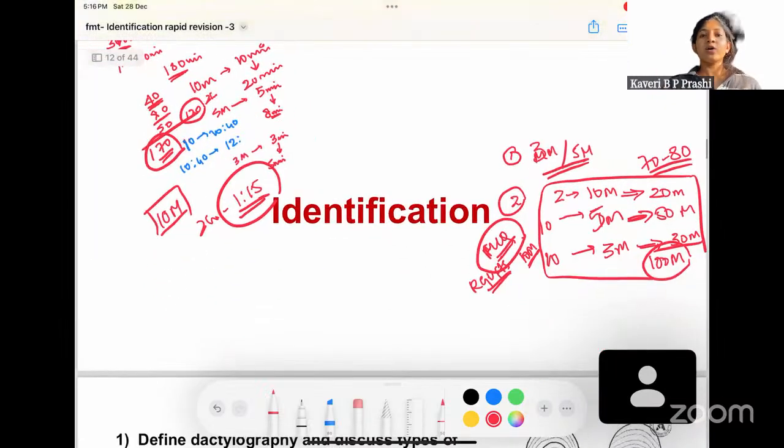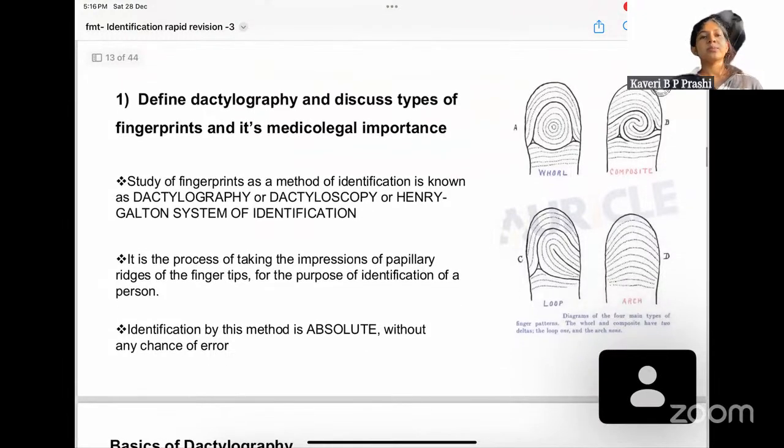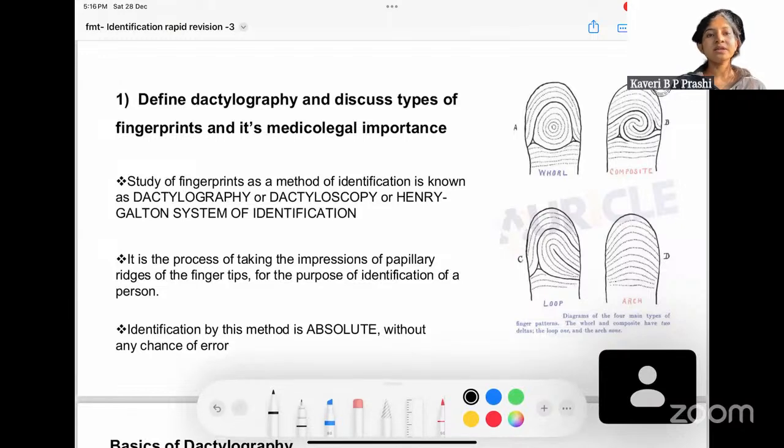Okay, I hope you have understood whatever I've told right till now, and I believe this is going to help you like anything in your exams. Now, coming to the chapter of identification, let us discuss the important questions. Okay, number one question is about dactylography. So they're asking you the definition of dactylography and discuss the types of fingerprints. Okay, and its medical legal importance.